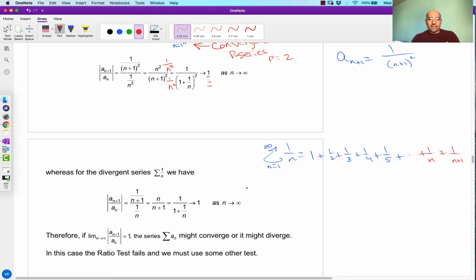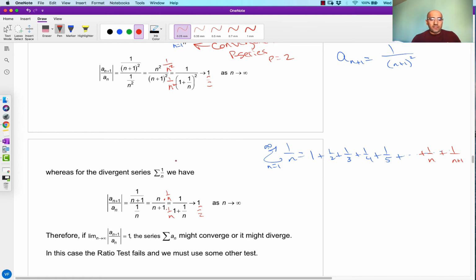So we take the n plus 1 term divided by 1 over n. Multiplying the numerator times the reciprocal of the denominator gives you this. And then again, you multiply the numerator and denominator by 1 over n, and we end up with this. As we apply the limit, we see that it still equals 1. Again, the ratio test would be inconclusive.